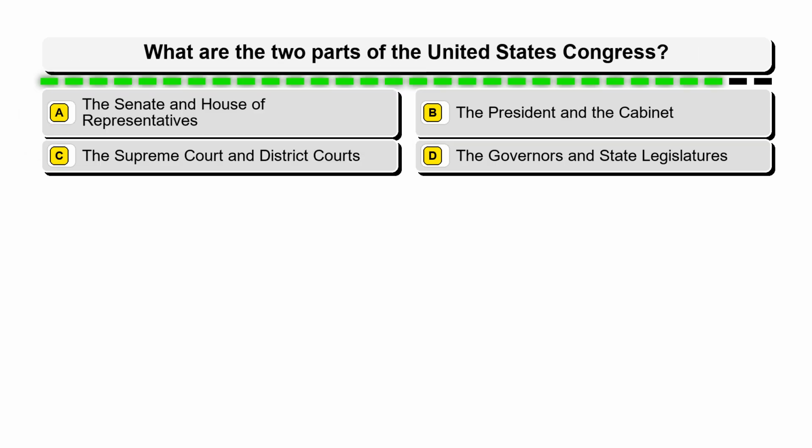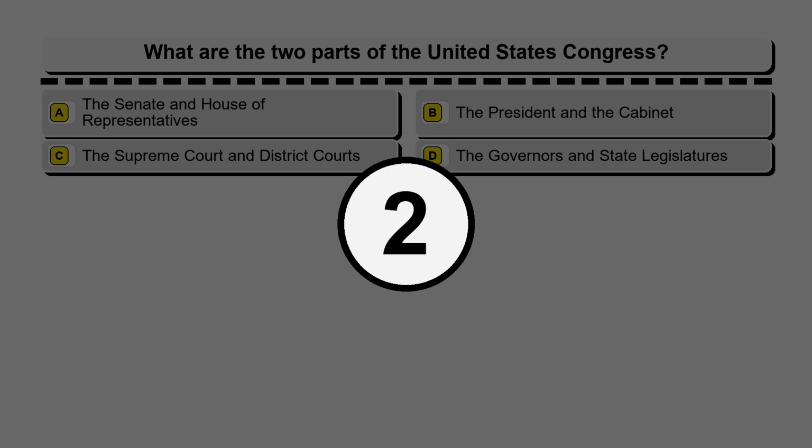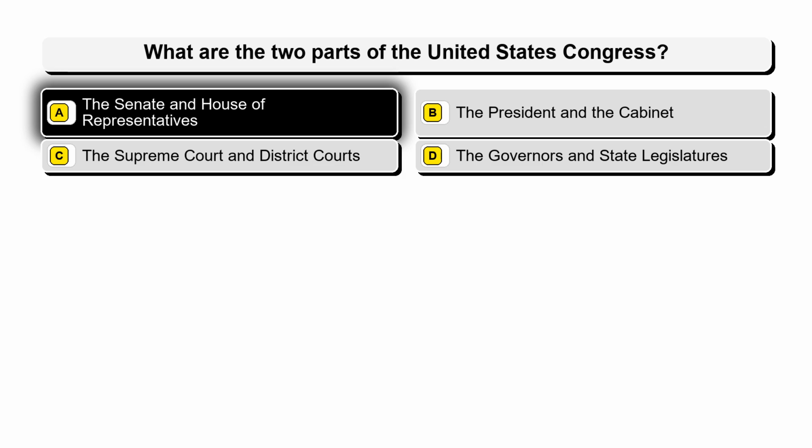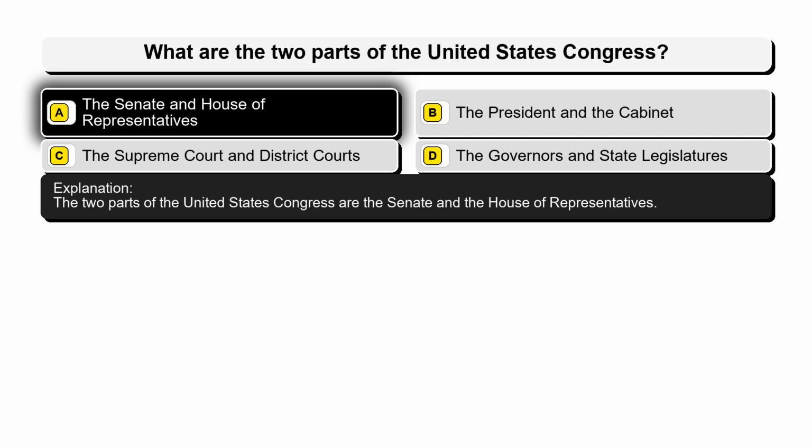Question 141. What are the two parts of the United States Congress? Option A, the Senate and House of Representatives. Option B, the President and the Cabinet. Option C, the Supreme Court and District Courts. Option D, the governors and state legislatures. The correct answer is option A, the Senate and House of Representatives. The two parts of the United States Congress are the Senate and the House of Representatives.